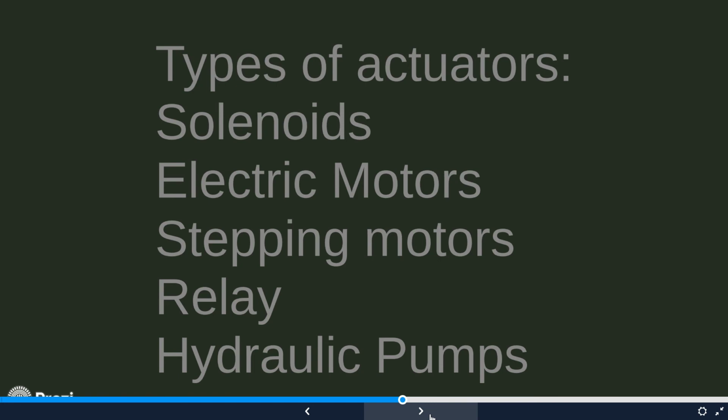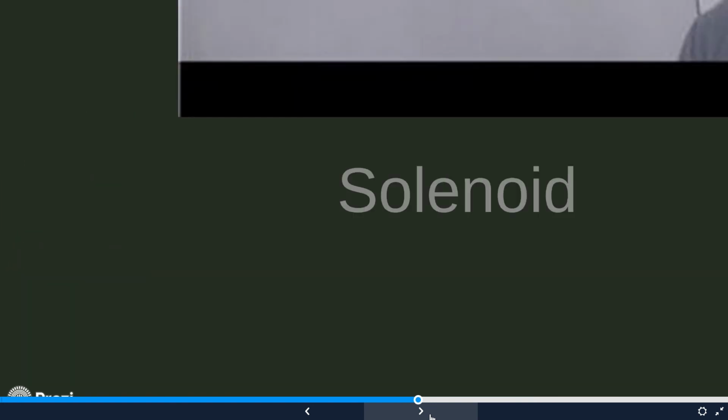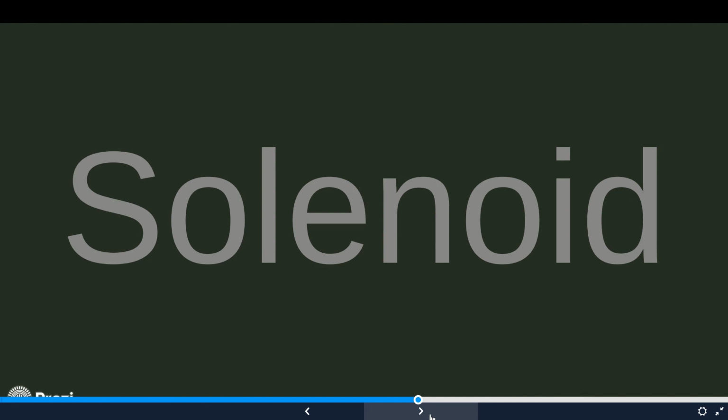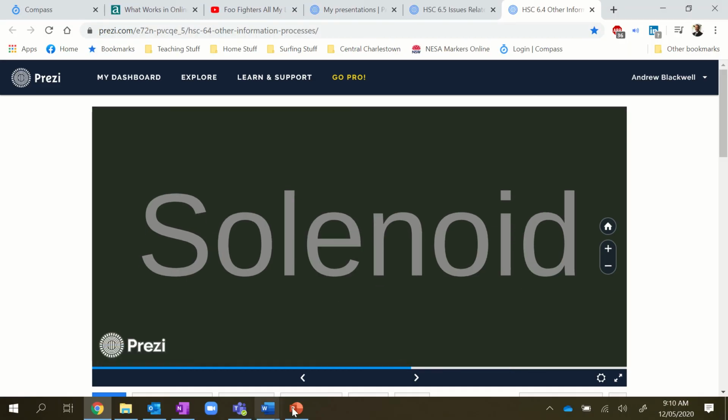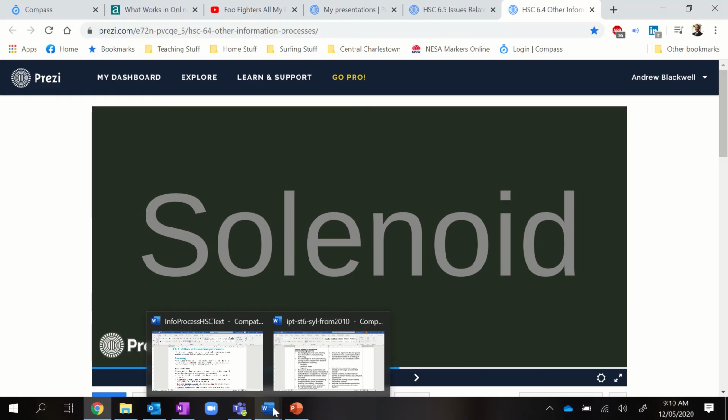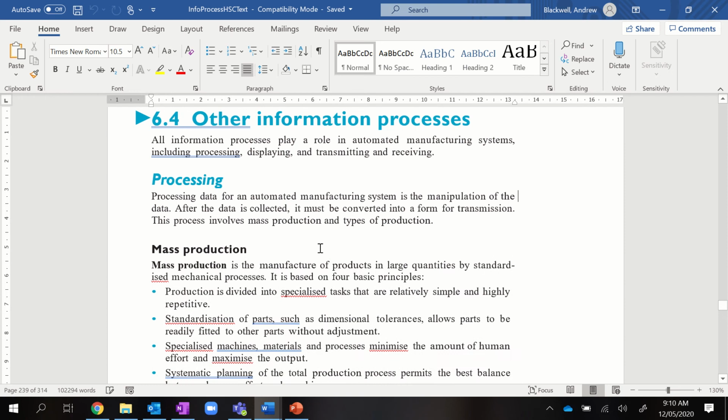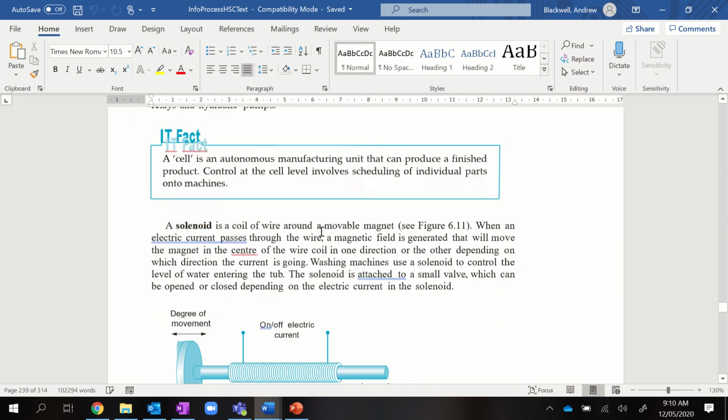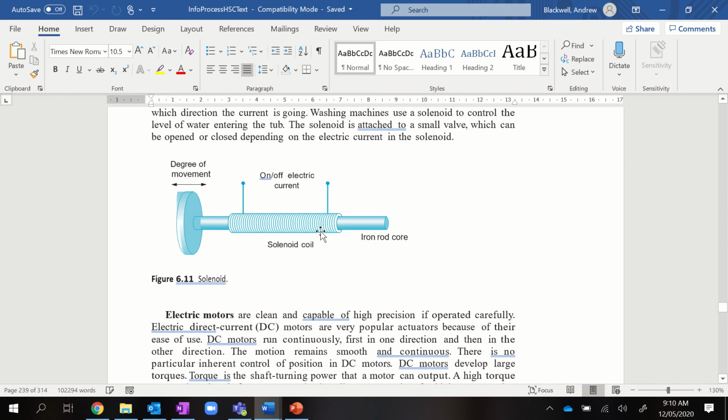And also there's 5 of them. Solenoids is the other one. So then the first one is a solenoid. Now, a solenoid looks like, in your textbook, it looks like this.